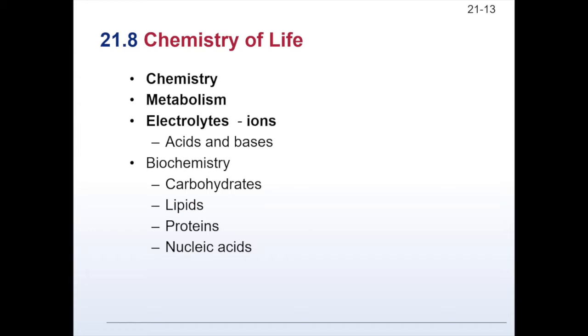When put into water, some substances release ions, which are either positively or negatively charged particles. These substances are called electrolytes. In the human body, electrolytes are known as sodium, potassium, bicarbonate, magnesium, chloride, hydrogen phosphate, and hydrogen carbonate.